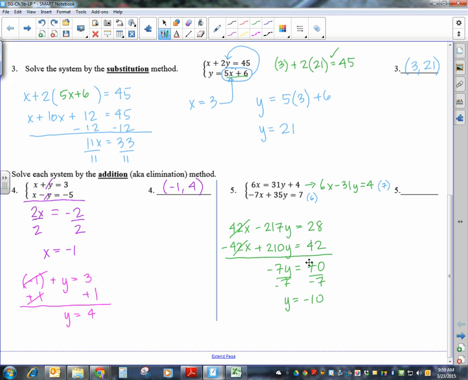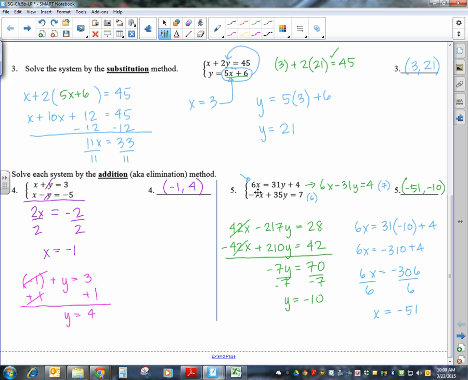Again, you can put that wherever you want. I'm going to plug it into this first one because that has x by itself, or somewhat by itself. So that means 6x equals 31. You always want to use the original equation when possible, plus 4. So 6x equals negative 310 plus 4. And that, of course, is negative 306. Divide both sides by 6. And I'll find out that x is equal to negative 51. So my ordered pair that I'm going to write, x is negative 51 and y is negative 10.